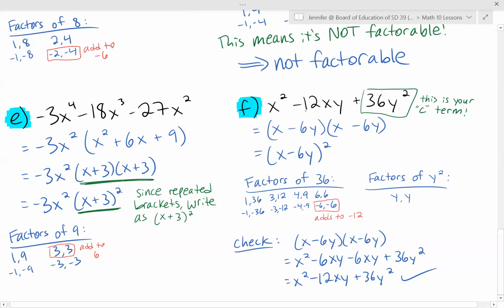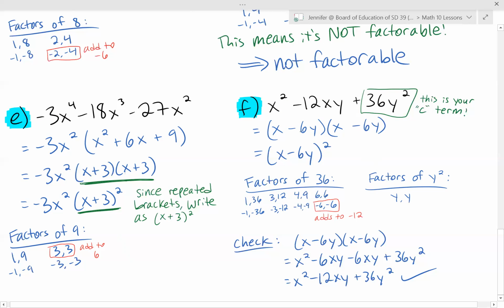I have to find the ones that add to negative 12, which are these ones here. So I have my negative 6 and my negative 6. So the only new thing in this case is that I also have a y with it. So you can essentially ignore that y squared and ignore the y here, figure out everything otherwise, and then just add the y's back in. And I'll show a check in a second of why I know this is right.